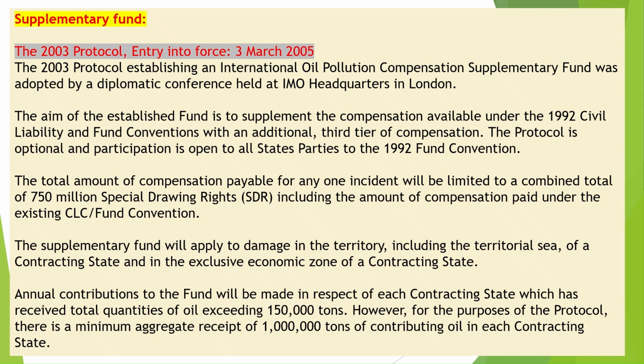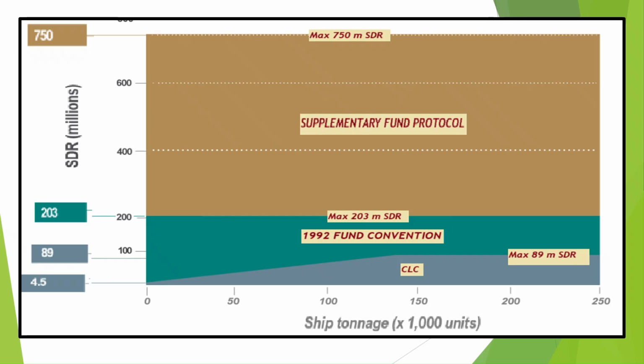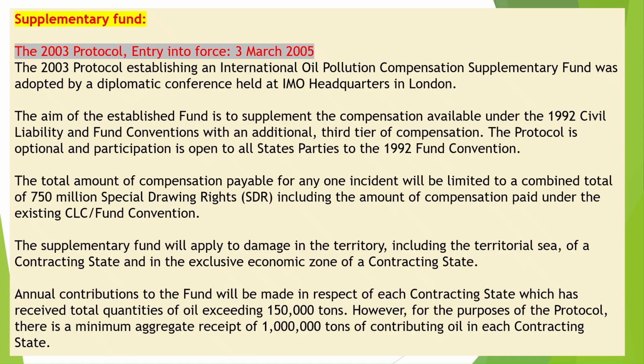The supplementary fund will apply to damage in the territory, including the territorial sea, of a contracting state and in the exclusive economic zone of a contracting state. Annual contributions to the fund will be made in respect of each contracting state, which has received total quantities of oil exceeding 150,000 tons. However, for the purposes of the protocol, there is a minimum aggregate receipt of 1 million tons of contributing oil in each contracting state.